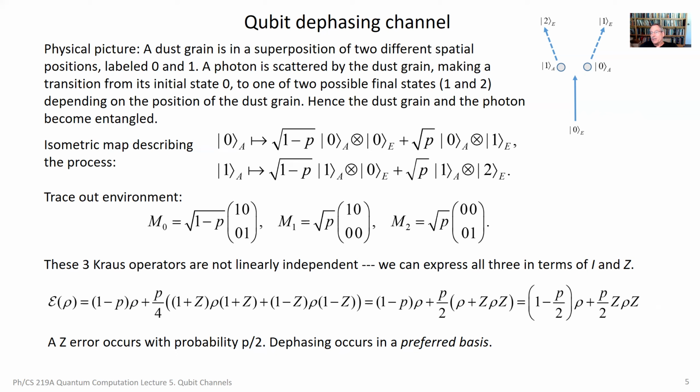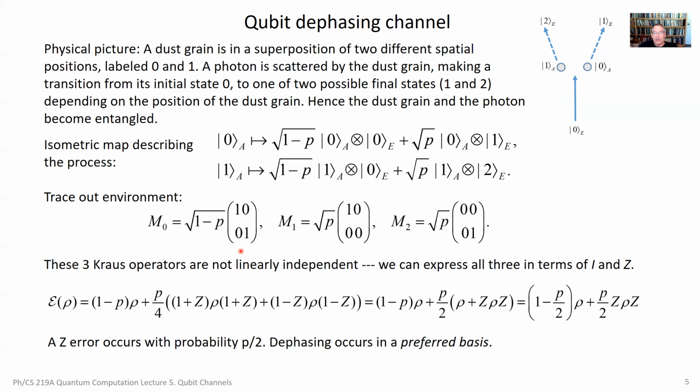So now I can describe this in terms of Kraus operators. Remember, you can always imagine that we perform a measurement on the environment. In this case, I'm going to measure the photon, or imagine measuring the photon, in the 0, 1, 2 basis. And associated with the 3 outcomes, the photon is in the state 0 or 1 or 2, there are 3 Kraus operators which act on the state of the dust grain. In the case where the photon is in the state 0, that's the case in which nothing happened to our qubit.